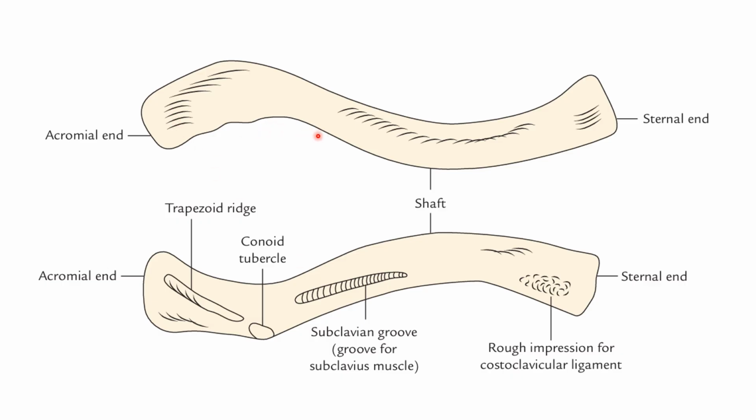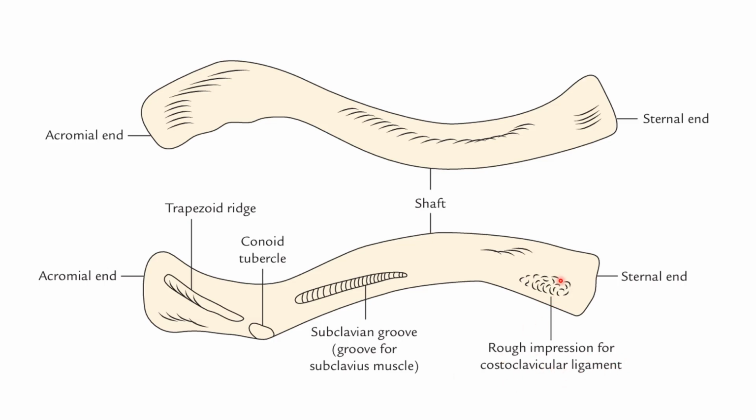So here is a diagrammatic representation of the clavicle. Here we have the S-shaped bone, and it is a long bone lying horizontally. Here is the acromial head and here is the sternal end. Then this is the shaft or the body of the clavicle. Here we also have the trapezoid ridge. This is where the trapezius muscles attach. Then we have the conoid tubercle. We have the subclavian groove. This is a groove for the subclavius muscle, where the subclavius muscle attaches.